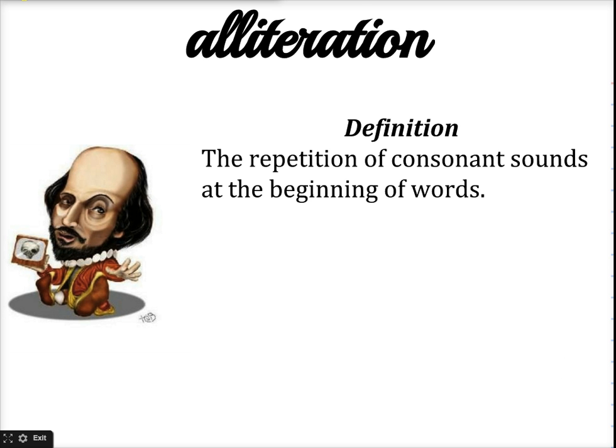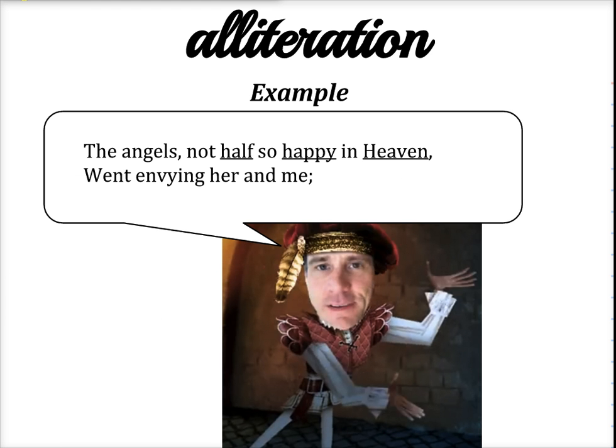The first word is alliteration. The definition of alliteration is the repetition of consonant sounds at the beginning of words. So consonant sounds are all of those letters that aren't vowels. Well, here's an example of alliteration. The angel's not half so happy in heaven when envying her and me.